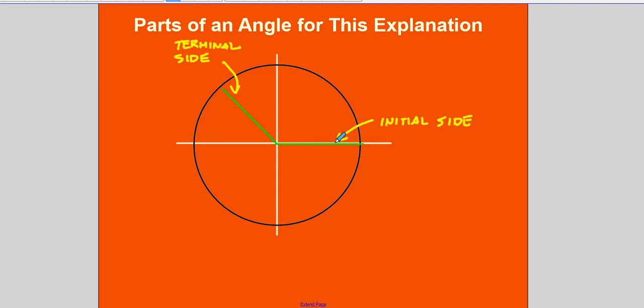The parts of an angle that we need to be familiar with for this video are the initial side and what we call the terminal side, where the angle ends. If I rotate this way, counterclockwise, this would be a positive angle, but I could also spin this way to get to the terminal side, and that would be a negative angle measure going clockwise.